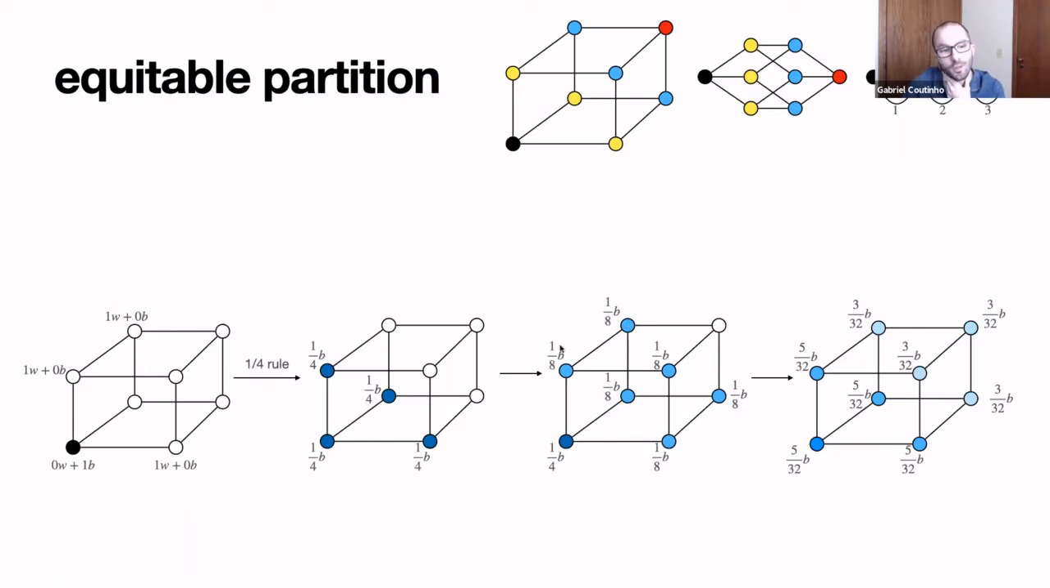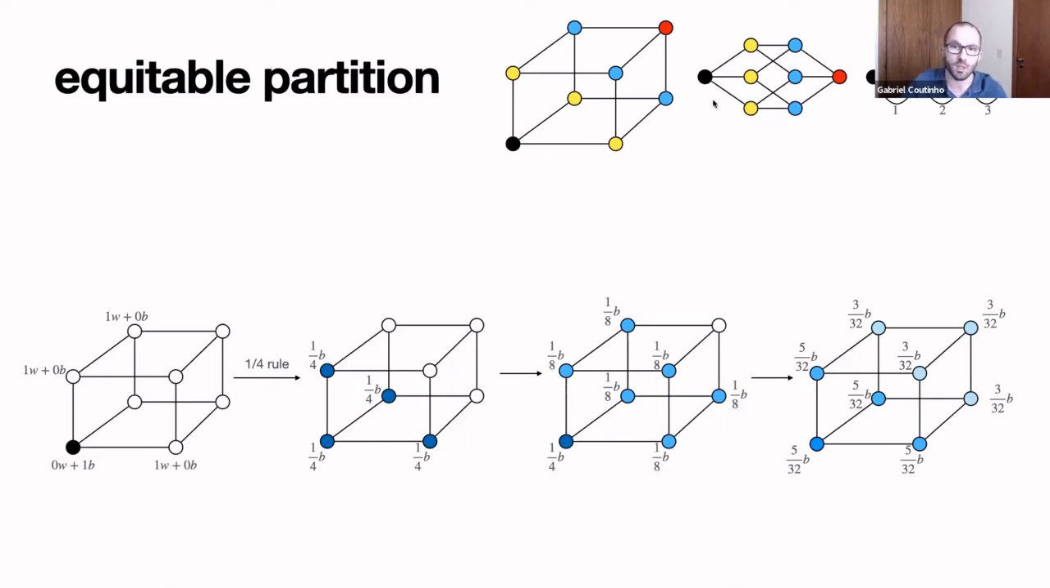Now, why did I choose this example? Because it not only displays this sort of walk with the steps, the transition rule and the initial state, but also a very nice phenomenon, which is this equitable partition. Look what happens here. I have this black vertex, which is where I started, then its neighbors, the yellow ones, then the neighbors of the yellow, which are the blues, and then the neighbors of the blues, which are going farther, the red. I redraw this graph here, because here it's very clear what's happening.